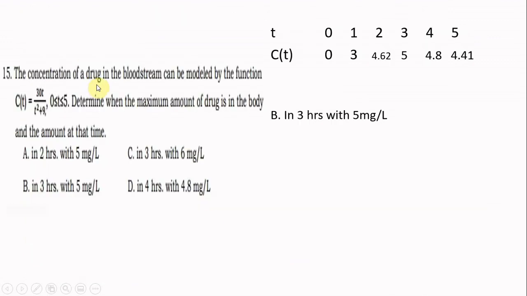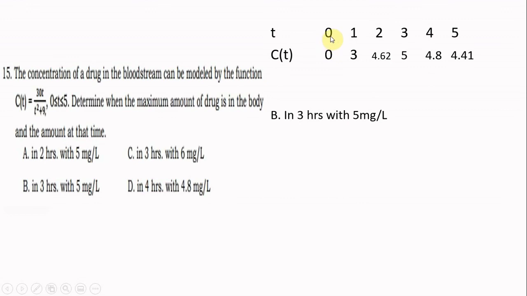Okay, number 5, the concentration of a drug in the bloodstream can be modeled by the function c of t equals 30 times t over t squared plus 9, where t ranges from 0 to 5. Determine when the maximum amount of drug is in the body. Here t is 0 hours, 1 hour, 2 hours, 3 hours, 4 hours, 5 hours. So what is the concentration in the blood after this time?